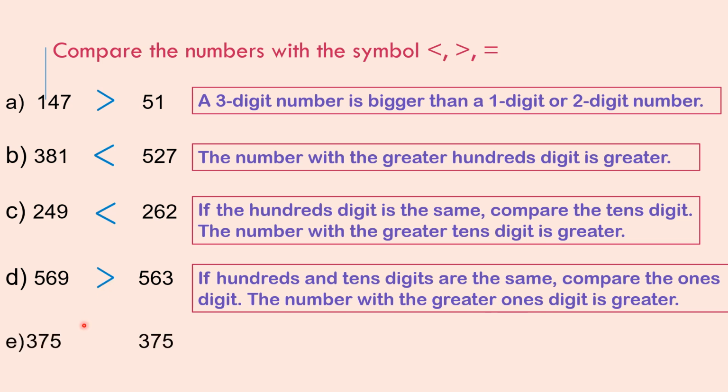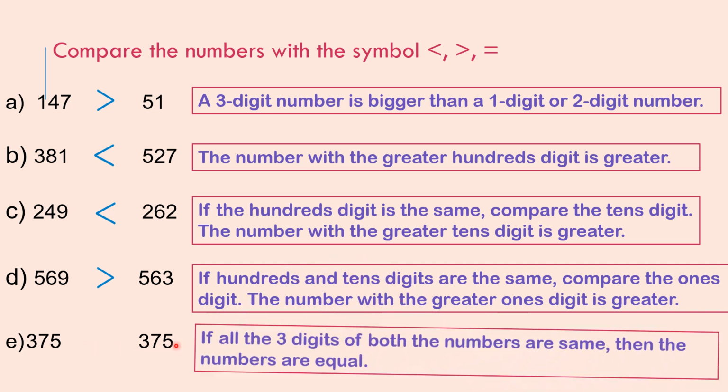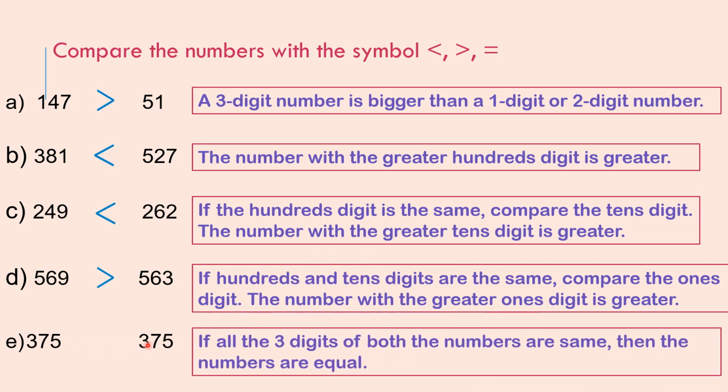Now let's see the next one. 375, 375. If all the 3 digits of both the numbers are same, numbers are equal. So we put equal to sign. So this is how we put the signs.